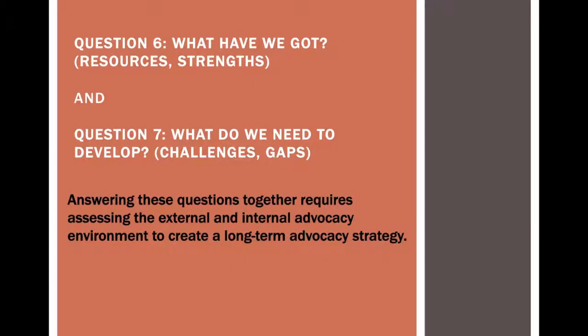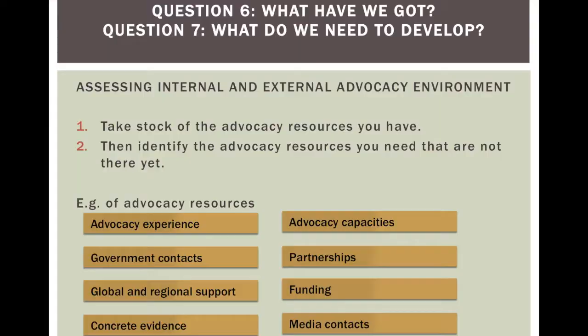Answering these questions together requires assessing the external and internal advocacy environment to create a long term advocacy strategy. Assessing the internal and external advocacy environment. An effective advocacy effort takes careful stock of the advocacy resources that are already there to be built on. Essentially, you do not start from scratch, you start from building on what you have got. After taking stock of the advocacy resources you have, the next step is to identify the advocacy resources you need that are not there yet.